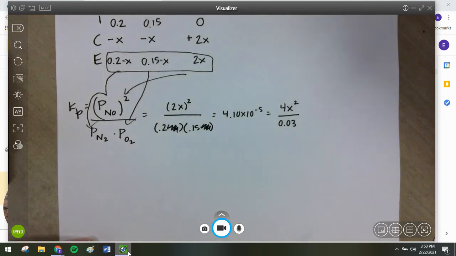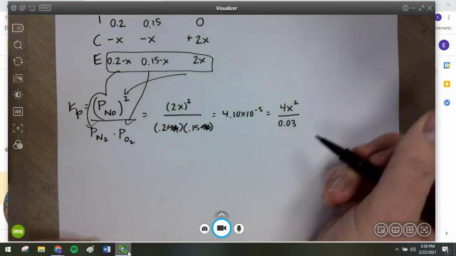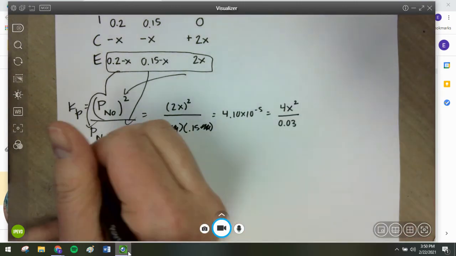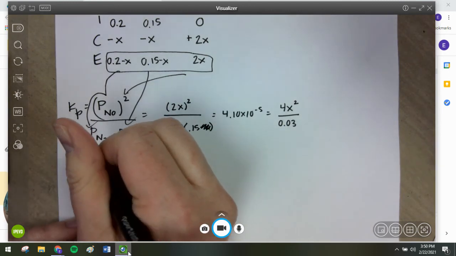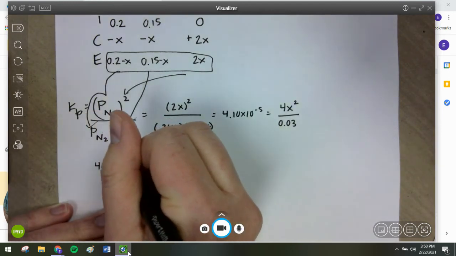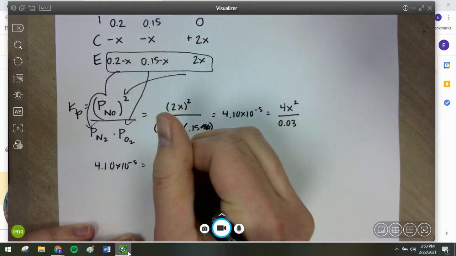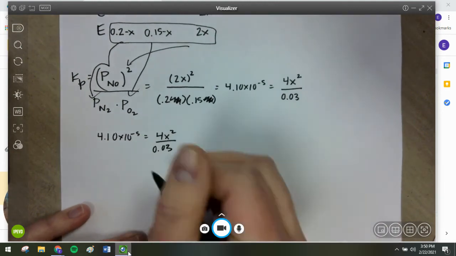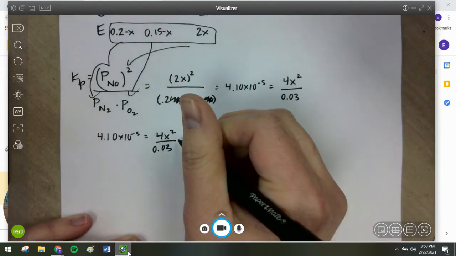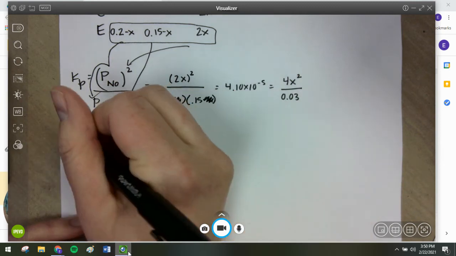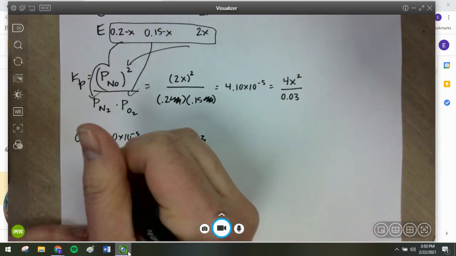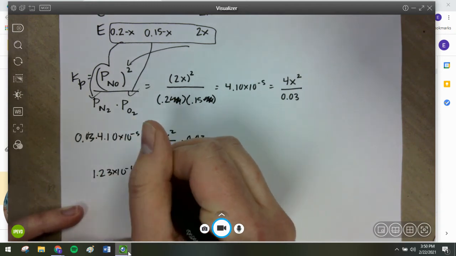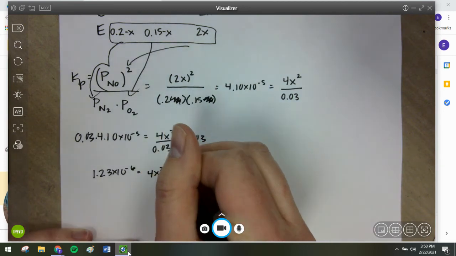Otherwise, we've got to go back and solve using the quadratic, and that makes me sad. So let's do the math here. I'm going to rewrite this over here because it's kind of icky. So 4.1 times 10 to the negative fifth is equal to 4x squared over 0.03. Now, if I want to get 4x squared by itself, I'm going to bring the 0.03 up on both sides. And that gives me 1.23 times 10 to the negative 6 equaling 4x squared.